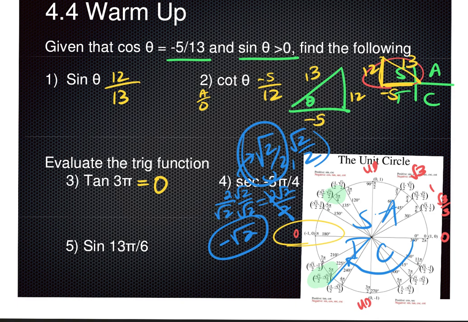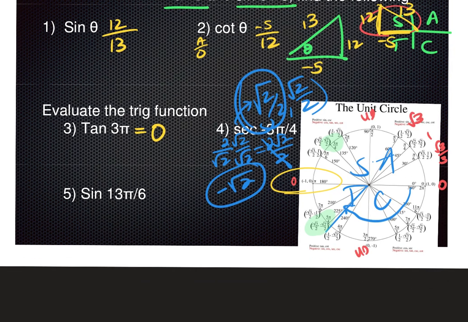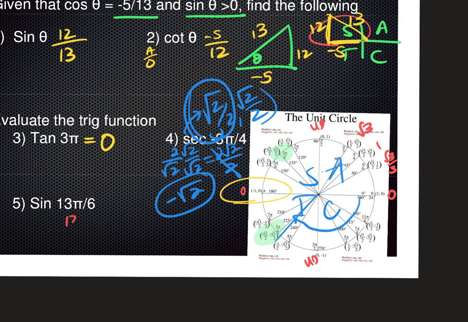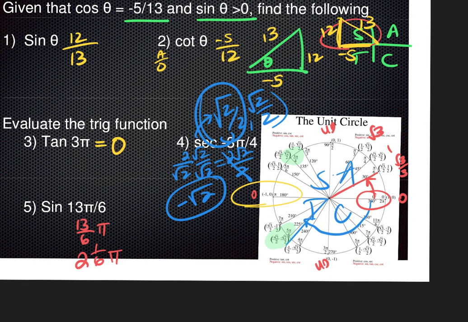And then you get to sine of 13 pi over 6, and this is not on your unit circle. I would convert this to a mixed number. 13 over 6 pi becomes 2 and 1/6 pi. That puts you on the right-hand side, and then the first 1/6 is your pi over 6, and the sine there is positive 1/2.